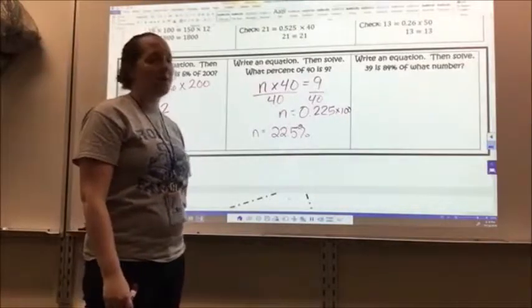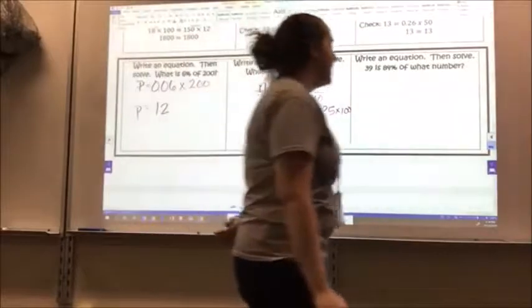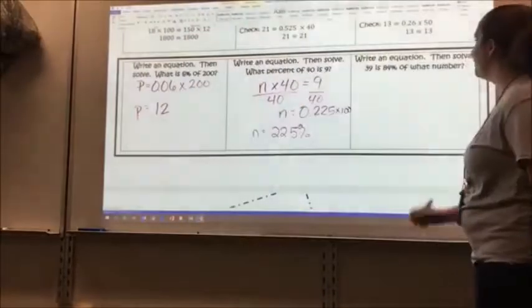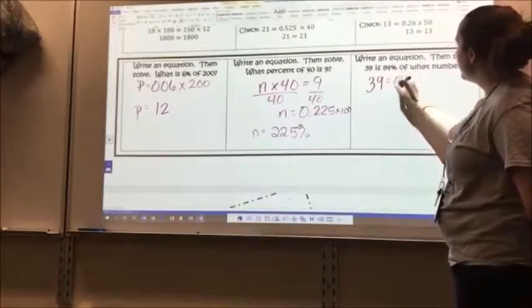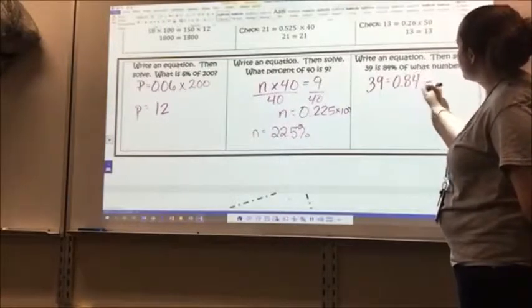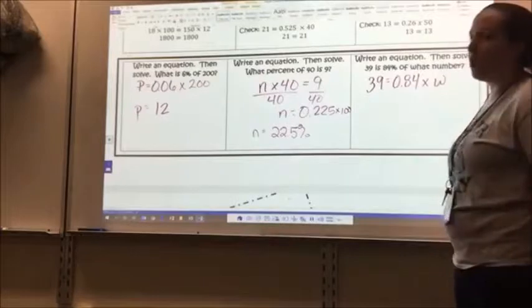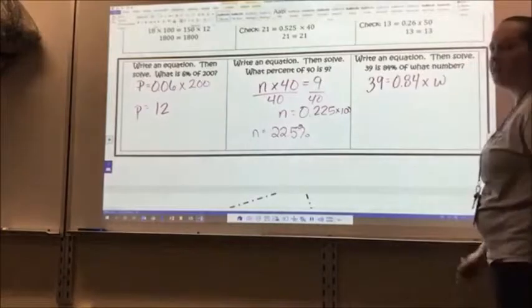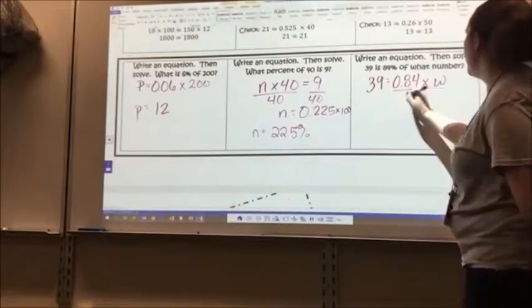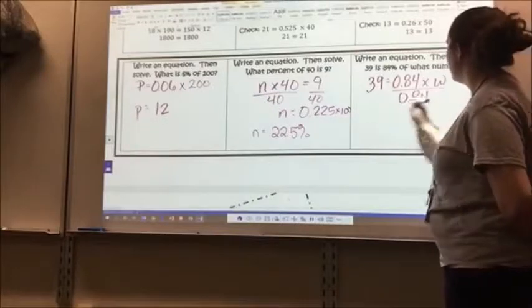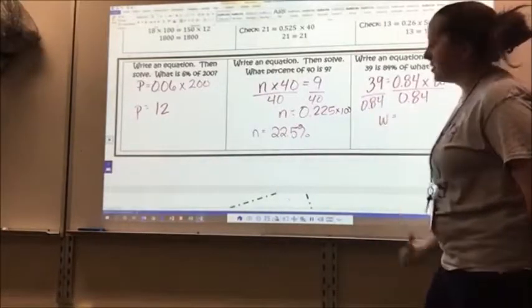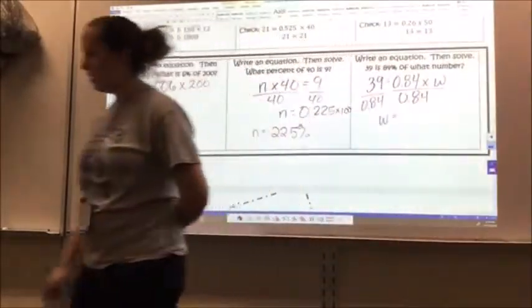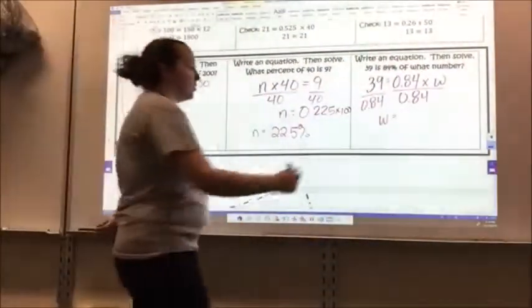My last problem says write an equation, then solve. 39 is 84% of what number? In this case, I'm missing the whole. So 39 is 84% of my whole. Okay? I divide both sides by 0.84. So W equals 46.43.